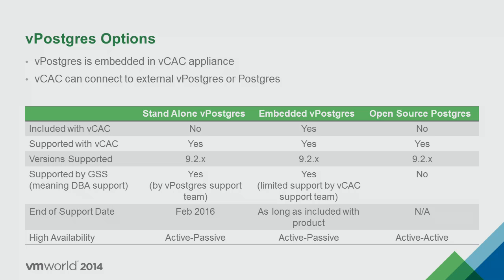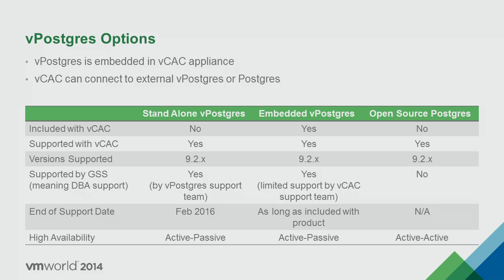Another option that you have is to use the embedded vPostgres database. You can actually set this up where you include another 2 vCAC appliances, shut down some services, set up some replication, and in that case, we can do an active-passive configuration. This configuration is supported by GSS, and they do provide some limited DBA type of support, and that's through the vCAC team. And this would be supported and follow the same support lifecycle as vCAC does.